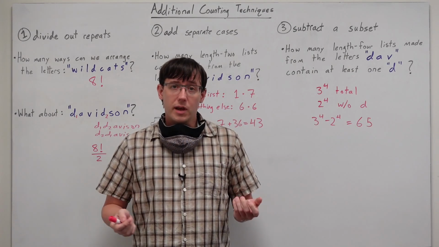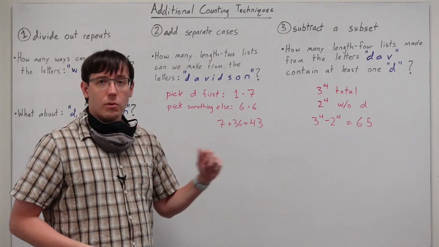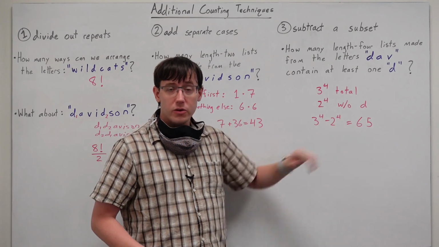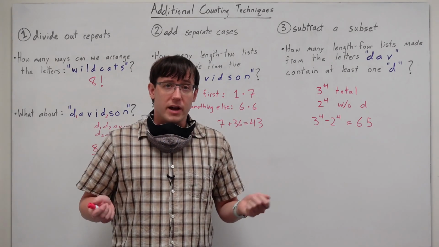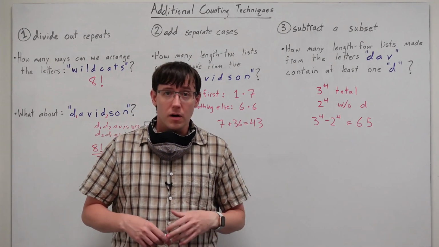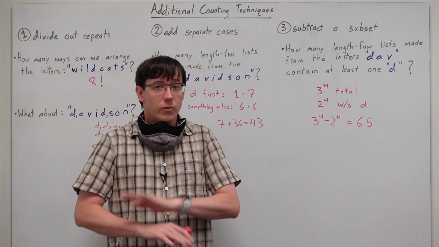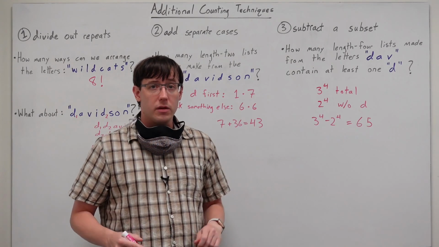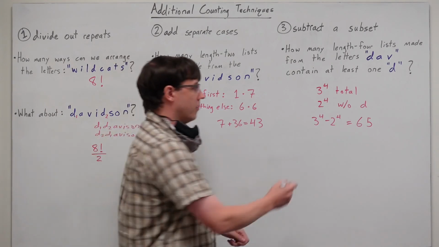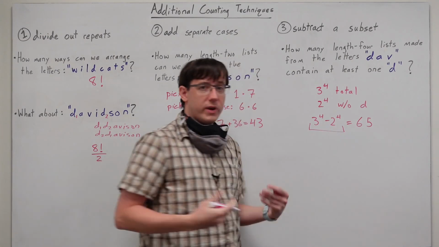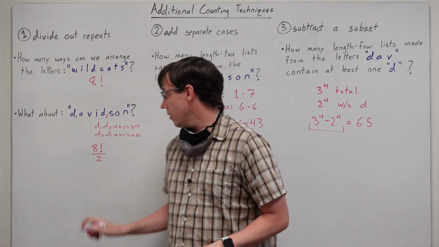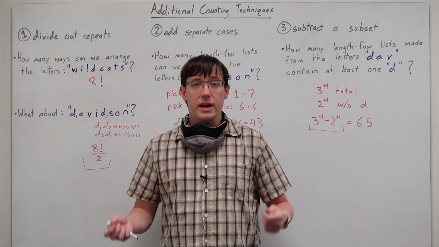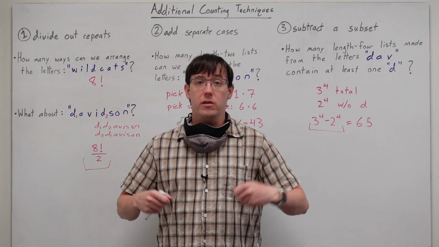For all of these examples, the numbers we were working with were small enough that I could actually do the arithmetic to give you the answer. But a lot of times, if the lists we are counting are particularly large, it's really not worth it to do the arithmetic. And so in general, I am totally happy for you to give me an answer of the form 3 to the 4th minus 2 to the 4th, or 8 factorial over 2, rather than actually calculating the numerical value.